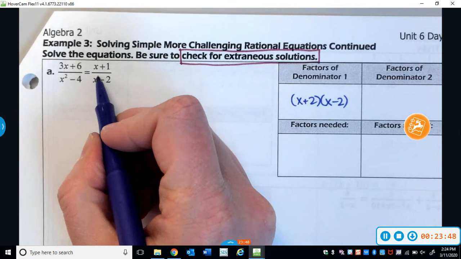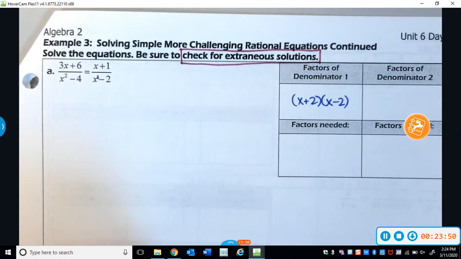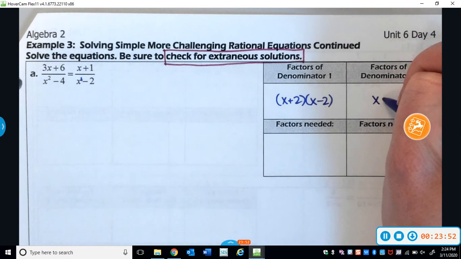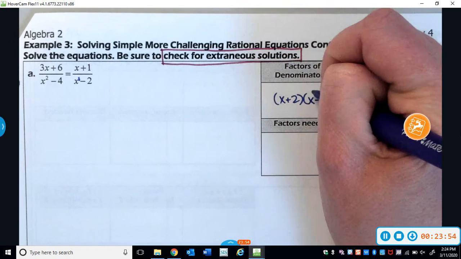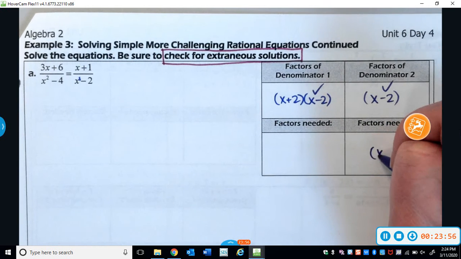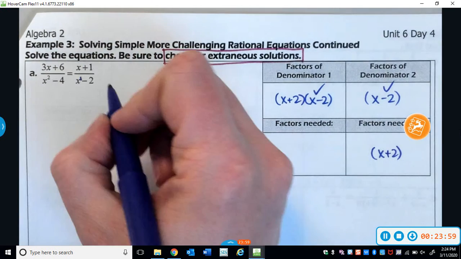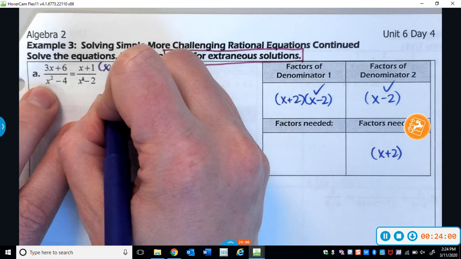This one's already factored. It's linear. It has an x with an exponent of 1. So that one's just x minus 2. So they already have that factor in common. This one needs an x plus 2. So I'm going to start by multiplying that in.